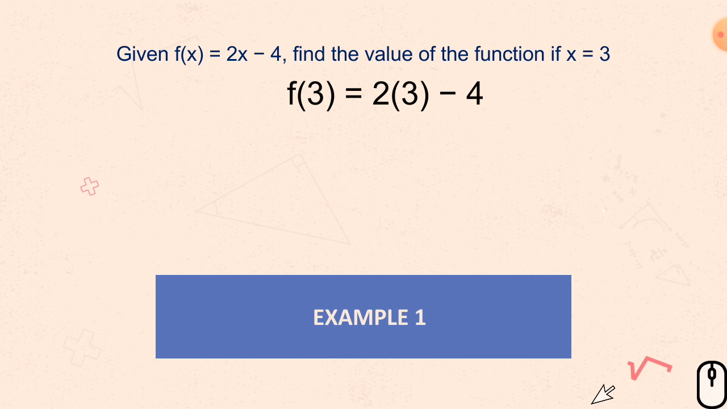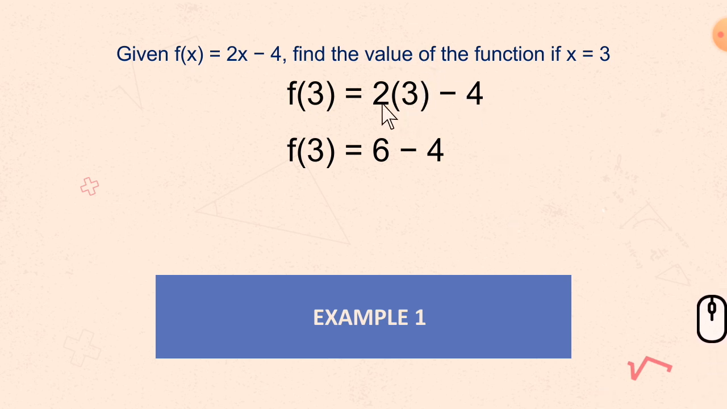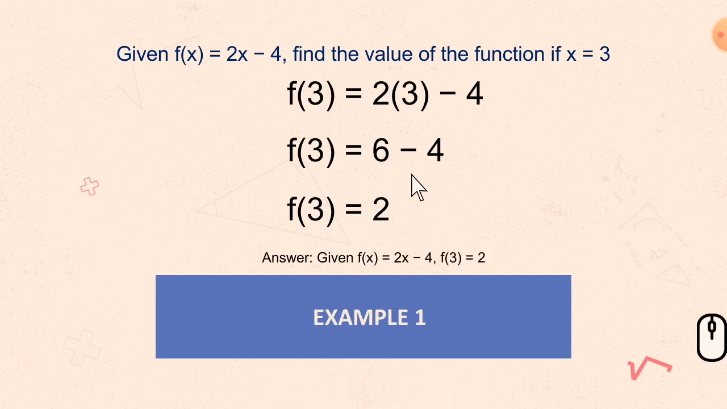Next, kapag na-substitute na natin is magsisimplify na tayo. So, f of 3 is equal to 6. So, yung 6 na yon is ito. 2 times 3 is 6. Minus 4 is 2. Therefore, the answer in the given f of x is equal to 2x minus 4, I mean, f of 3 is equal to 2. So, yan yung ating answer.